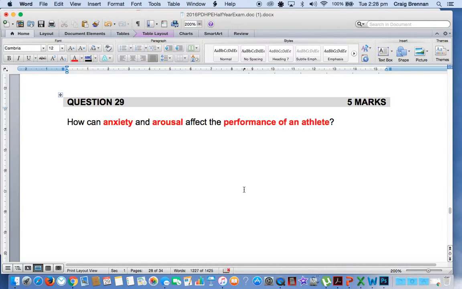Alrighty, question 29, boys, is how can anxiety and arousal affect the performance of an athlete? And this was worth 5 marks. And again, I've gone and bolded the key parts in red for yourself here. So you need to talk obviously about anxiety and then about arousal and how they impact on the performance of an athlete. You know, this can be done through examples or even just mentioning how they could impact on the performance, which would technically be an example anyway.